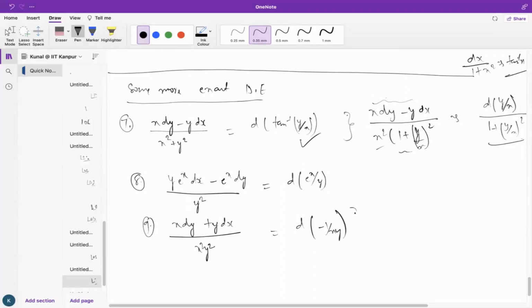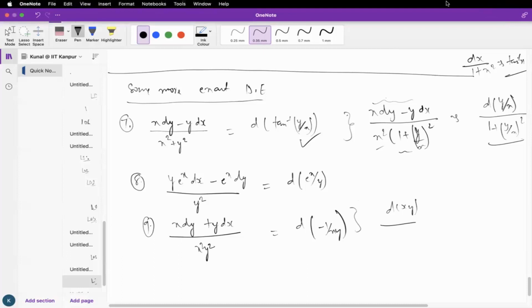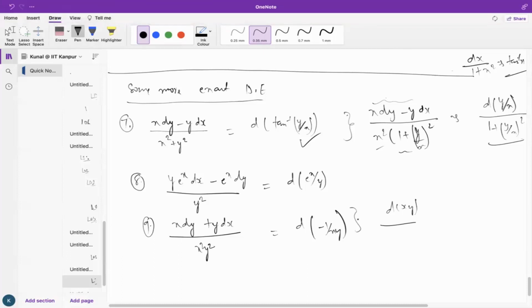Now let's move on to the last proof, which is here: d of xy divided by (xy) square. Look here. So we can write this as minus of d of minus 1 by xy, right? So these are some simple proofs. So now let's move on to the implementations part of today's lecture.